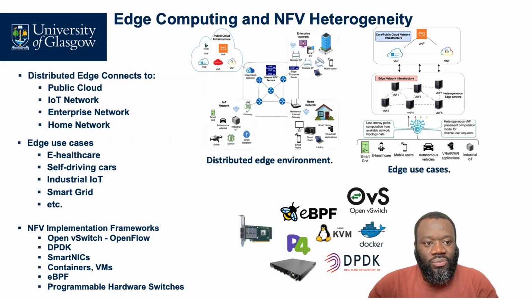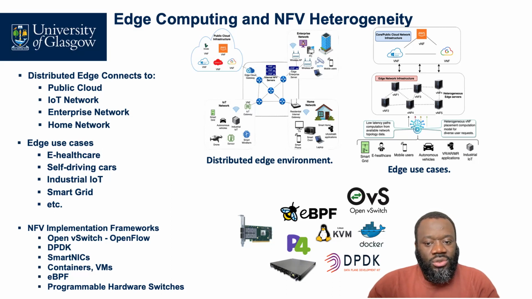Relating NFV with edge computing, we see that there are a lot of modern use cases, but the edge environment itself is generally distributed in nature, and it connects to the public cloud, IoT network, enterprise network, home network as well. But the core is the internal NFV servers, where network operators have the option of deciding what hosts to use to place vNFs. Edge use cases include smart grid, e-healthcare, mobile users, as well as autonomous vehicles, mixed reality, and industrial IoT. All these requests come from users, and network operators need to cater to these requests and place them efficiently on edge servers.